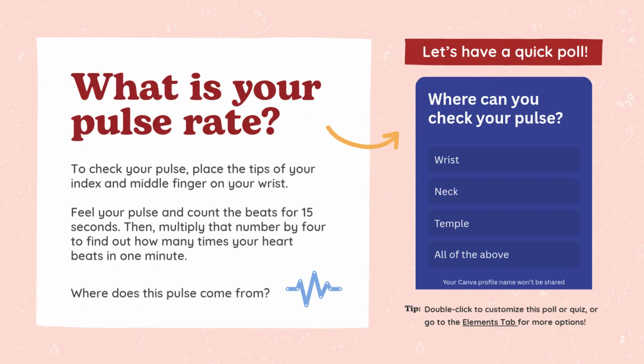What's your pulse rate? To check your pulse, place the tips of your index and middle finger on your wrist. Feel your pulse and count the beats for 15 seconds. Then multiply that number by 4 to find how many times your heart beats in a minute. Where does this pulse rate come from? Do you know that?